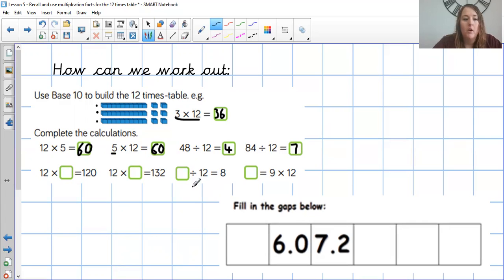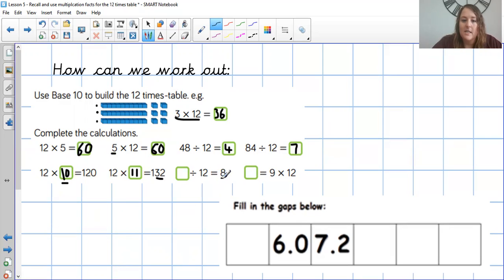Okay, next row along, 12 times what is 120? That one's quite simple, being 10. 12 times what is 132? So if I know times 10 is 120, it's added one more lot of 12 on, so my answer will be 11. Okay, this time something divided by 12 is 8.